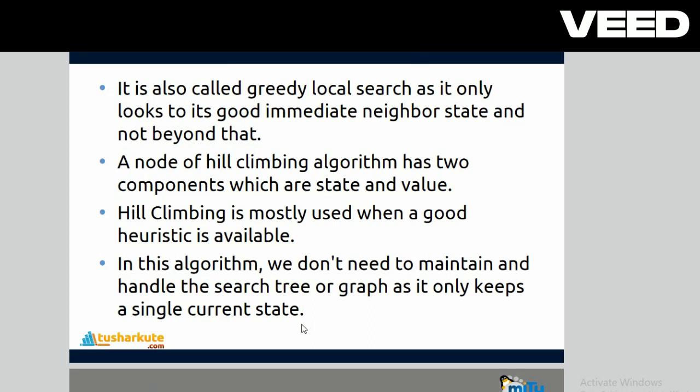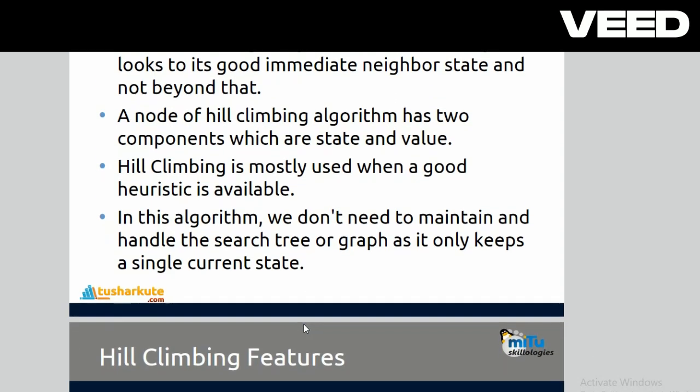A node of the hill climbing algorithm has two components, which are state and value. Hill climbing is mostly used when a good heuristic is available, and in this algorithm, we don't need to maintain or handle search trees or graphs, as it only keeps a single current state.